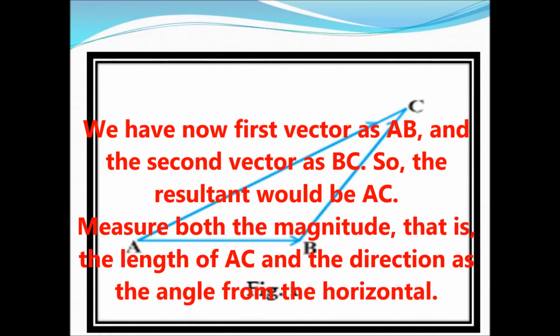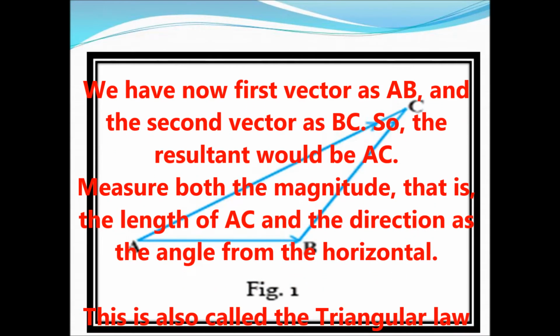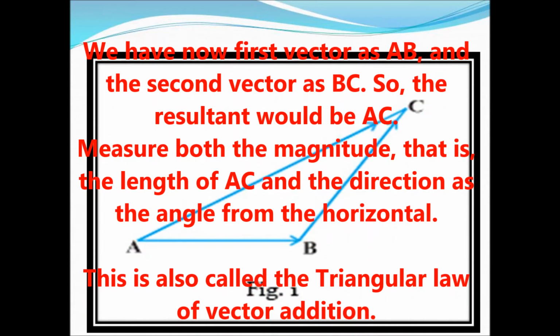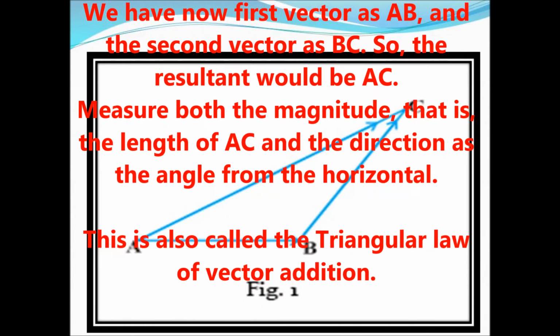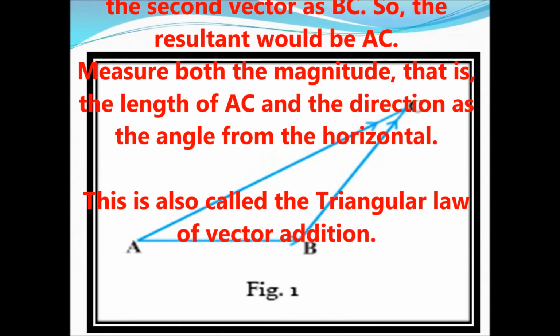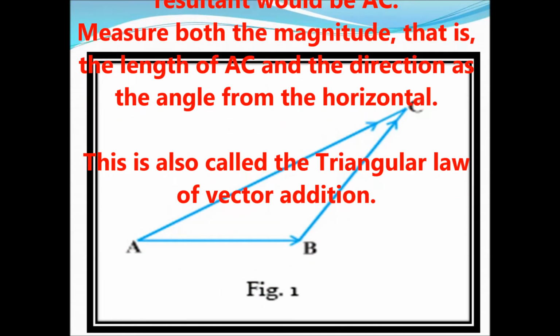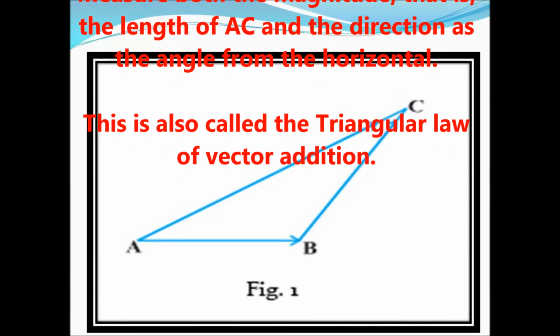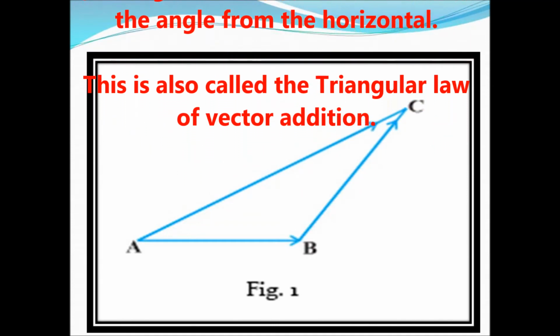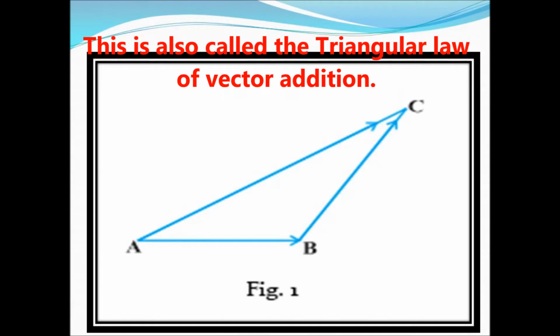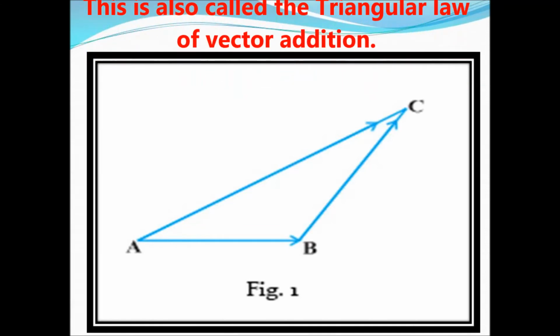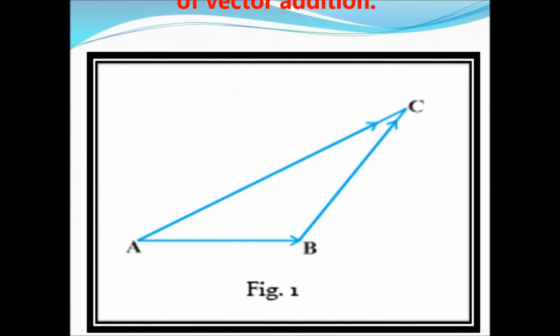Measure both the magnitude, which is the length of AC, and the direction as the angle from the horizontal. So AC you measure, as you see in the figure, and angle CAB or BAC is the direction of the resultant vector. This is also called the triangular law of vector addition. As you can see, we are completing the triangle.